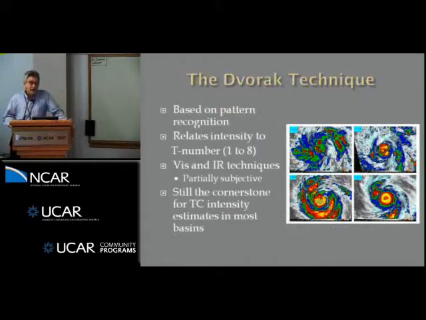The Dvorak technique was developed in the 70s and 80s, and it's basically a pattern recognition technique that uses both visible and infrared. It converts a satellite image to a T number from 1 to 8, and that corresponds to an intensity. And this is Hurricane Linda from 1997, which is one of the few T8s that was ever identified by the Dvorak technique in the Western Hemisphere. It's easy to find them in the Eastern Hemisphere, but not so common in the Western Hemisphere.